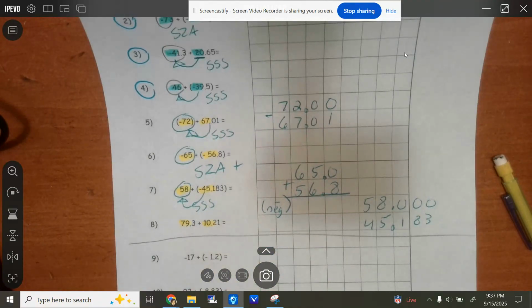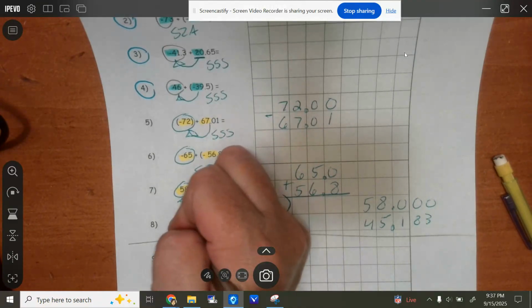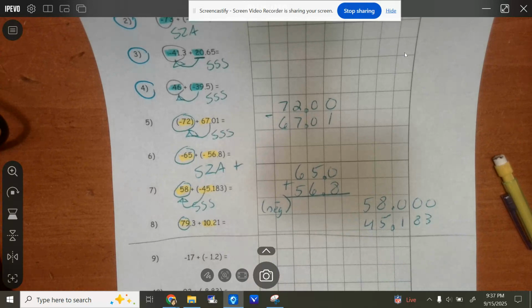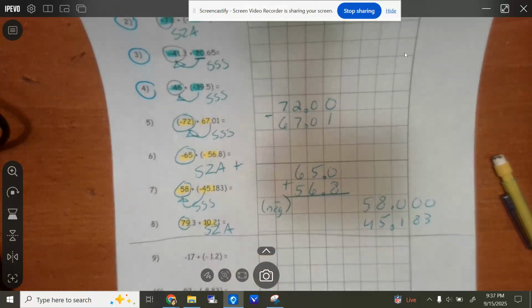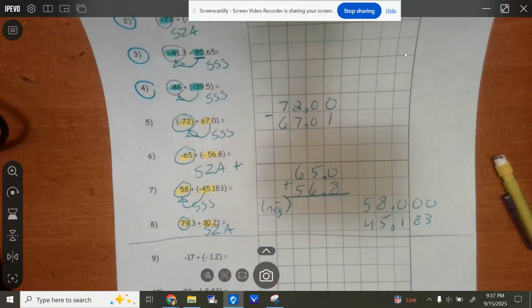Your last example here before you answer some problems is the 79 and the 10. Those are my whole numbers. And this is the bigger absolute value, but they're both positive. So this is a SZA add. And again, we would line them up.